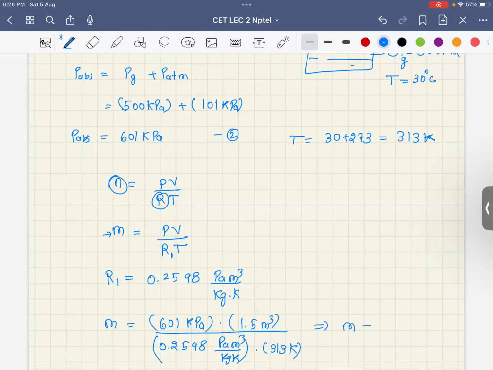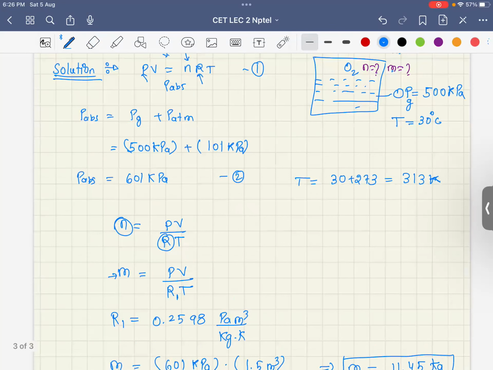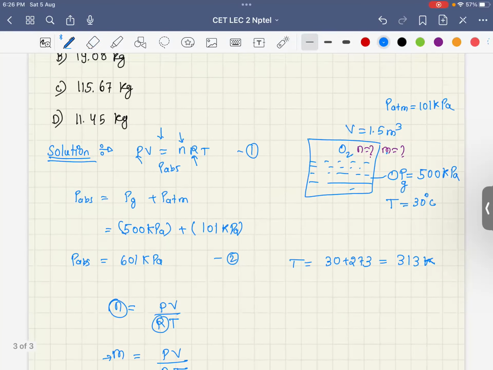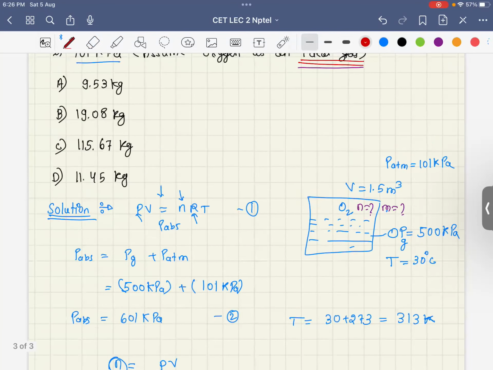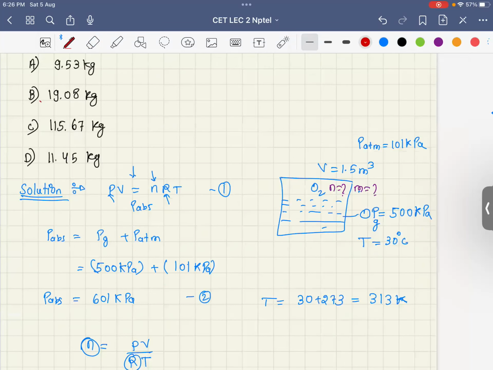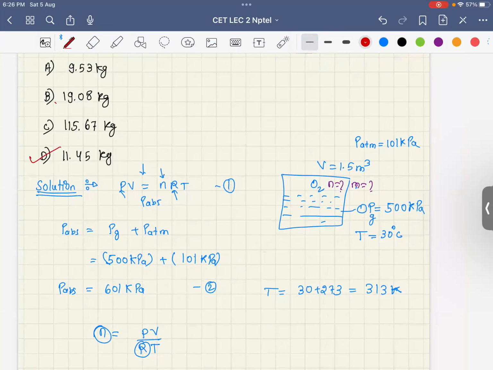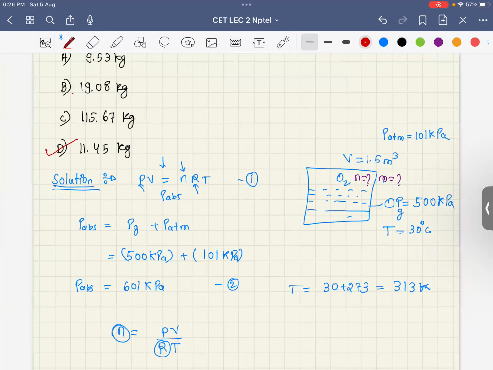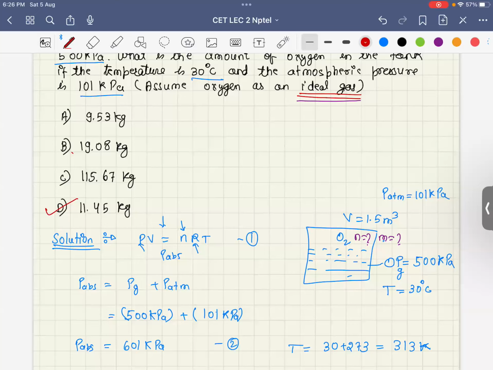Which amounts to M equals 11.45 kg, which is option D, right? I hope the solution is clear to everyone. If you have any doubt, you can ask. Otherwise, we'll move on to the next question.